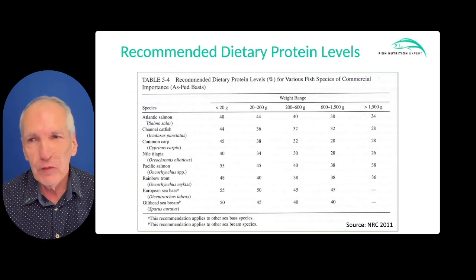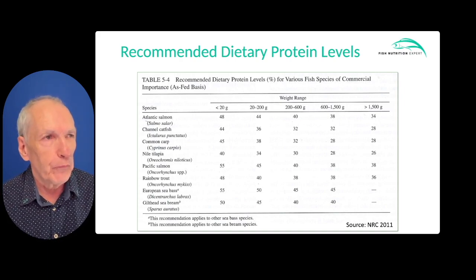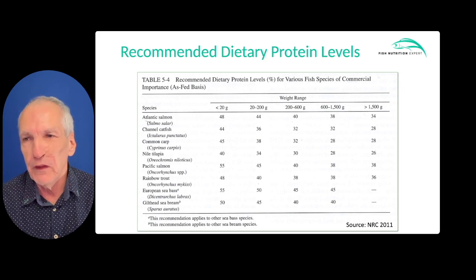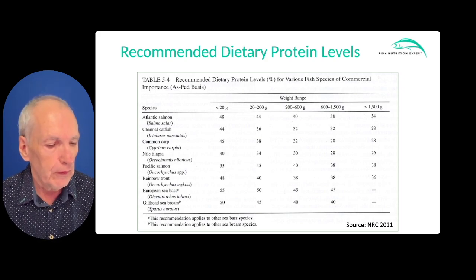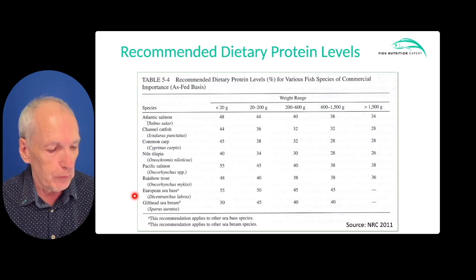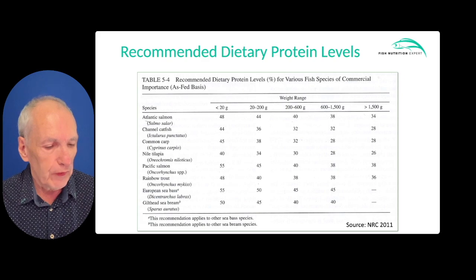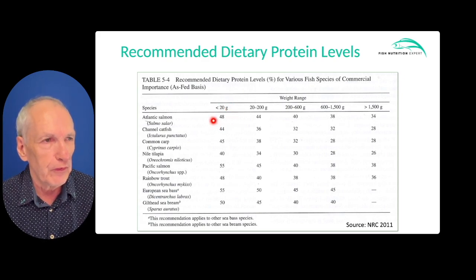So we have this table from NRC 2011 with some recommended dietary protein levels. We have here Atlantic salmon, so that's a carnivore. Channel catfish is omnivore. Common carp is herbivore. Nile tilapia, omnivore. And then we have Pacific salmon, rainbow trout, sea bass, and gilthead sea bream. These are all carnivores. And one of the things that we notice is in general, carnivores say 48% protein for very small fish.